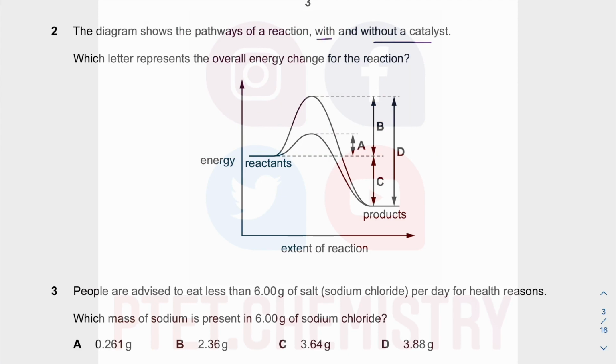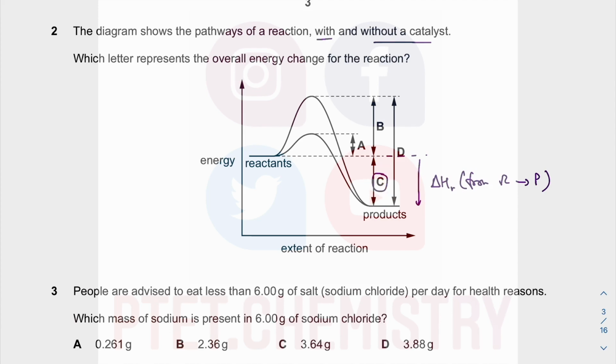They want the overall enthalpy change of the reaction. So from reactant to product, it should be a one-way headed arrow, just like what I've drawn. That is less than 0 because it's going downward. Your product has less energy than the reactant. Very clearly, C is the enthalpy change of reaction.